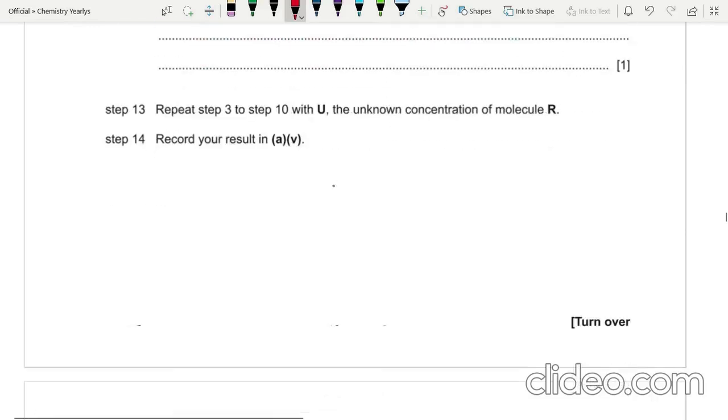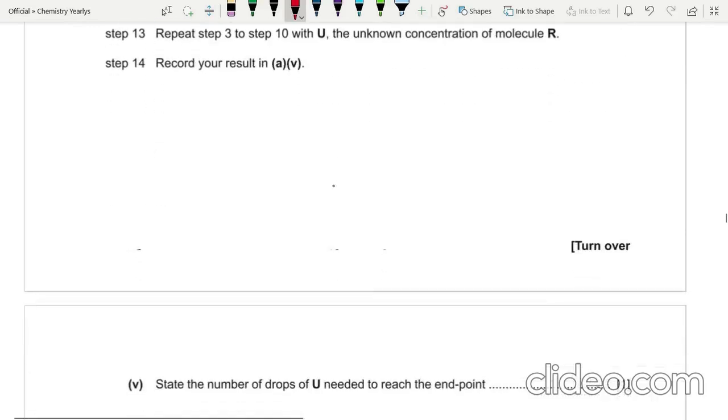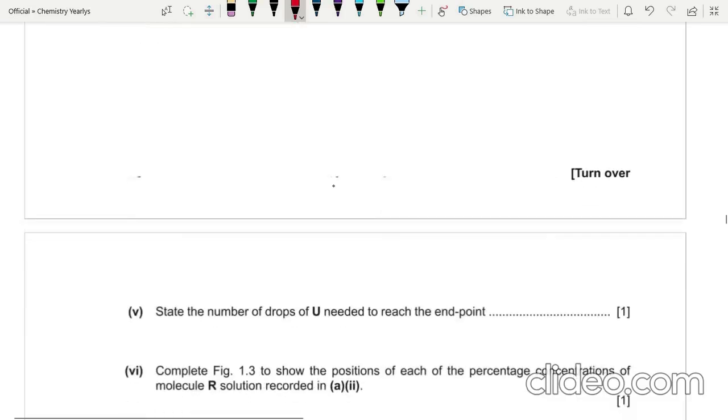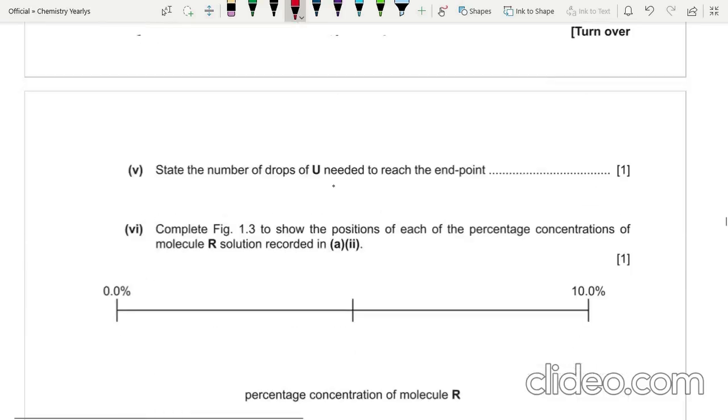Repeat step 3 to 10 with the unknown concentration of molecule R, which is in the U. Record your result in A part 5. State the number of drops of U needed to reach the endpoint. So let's just take it as 48. Okay, it has no units.